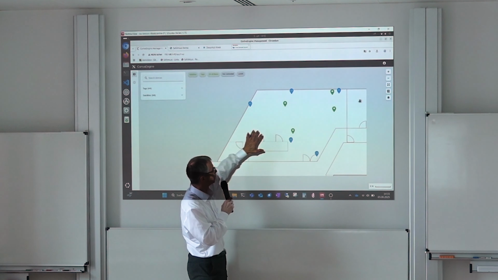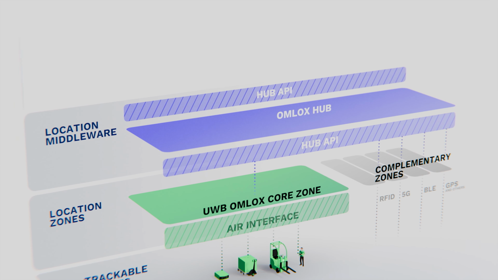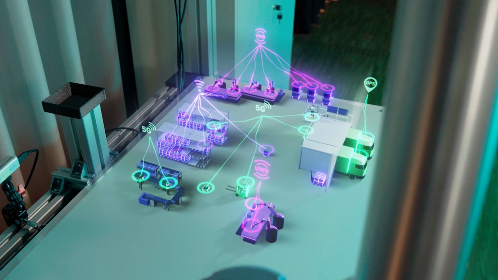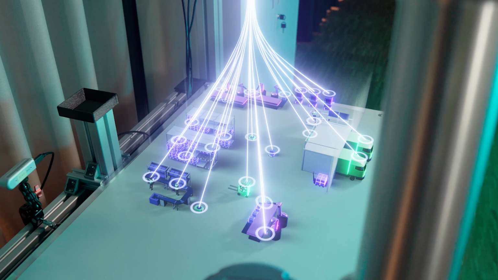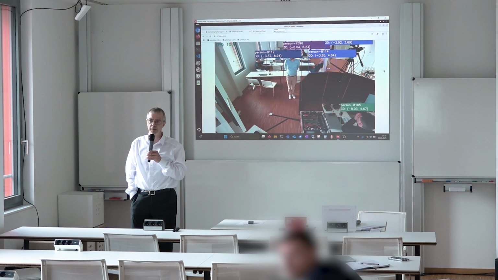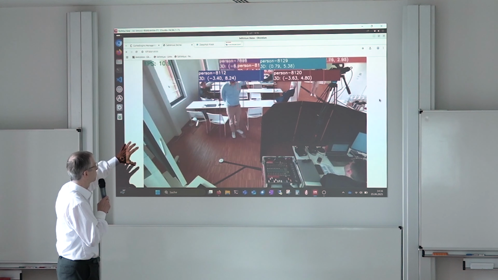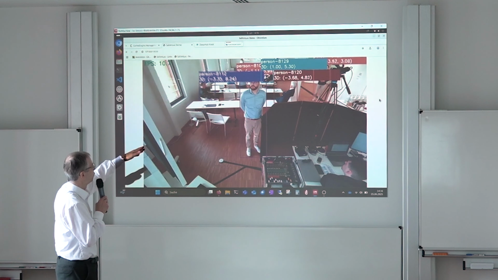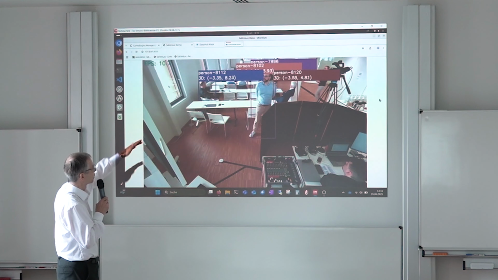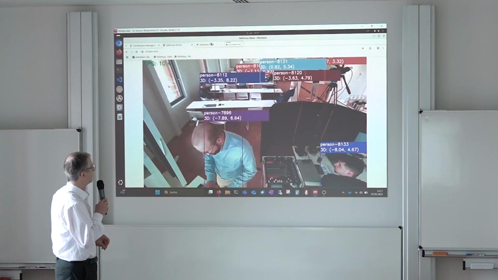And this data from this omlox core zone is transferred to the omlox hub, and those movements will then be merged in the omlox hub with other location data from other zones. Also, untagged objects can be included in the omlox hub. This is a camera-based people detection, and if there's a person moving, they will automatically be framed and located in space, and then this location in space will also be forwarded with an automatically generated ID to the omlox hub.